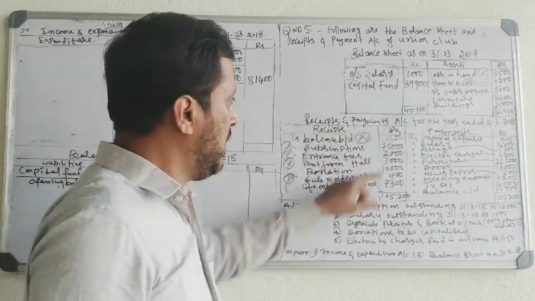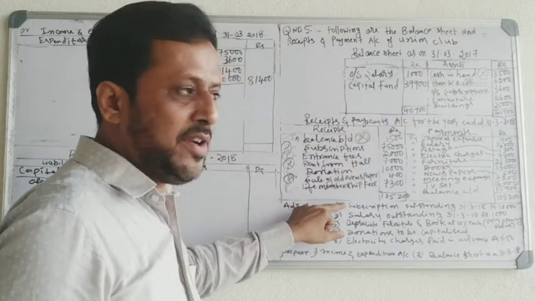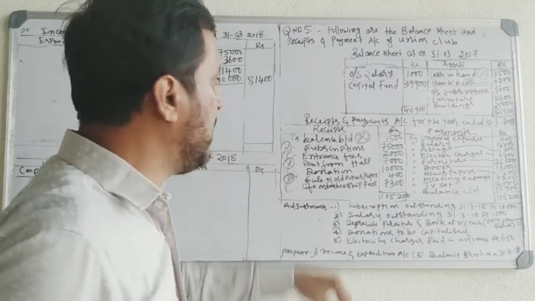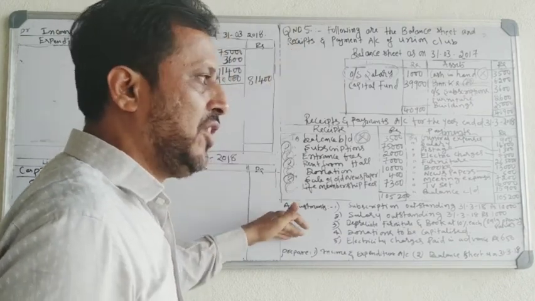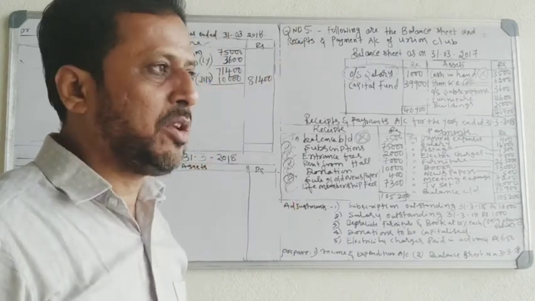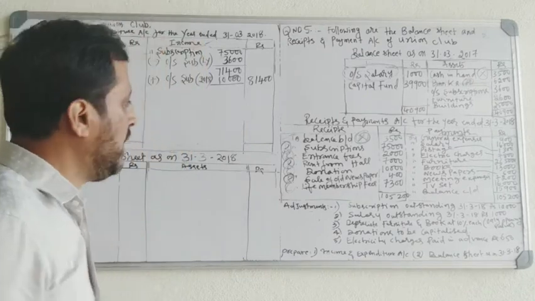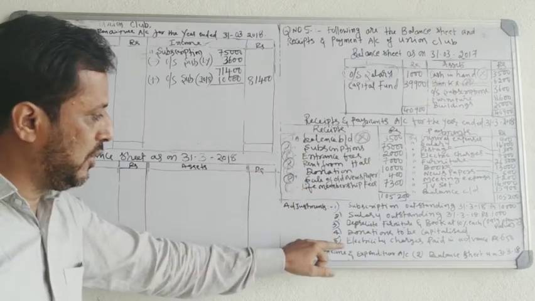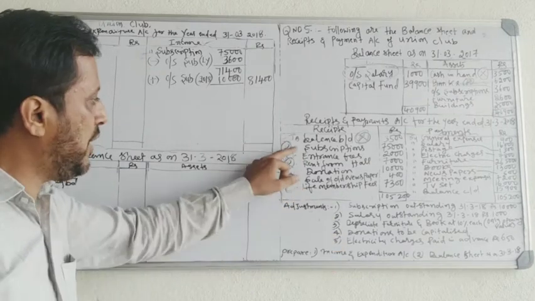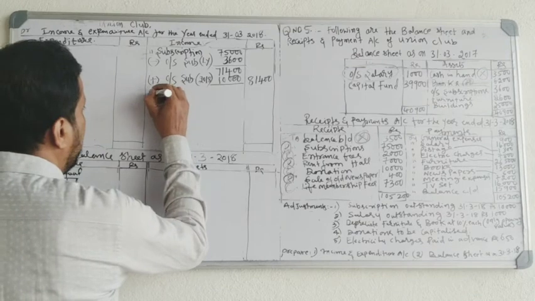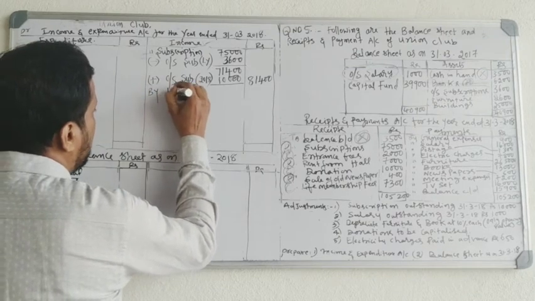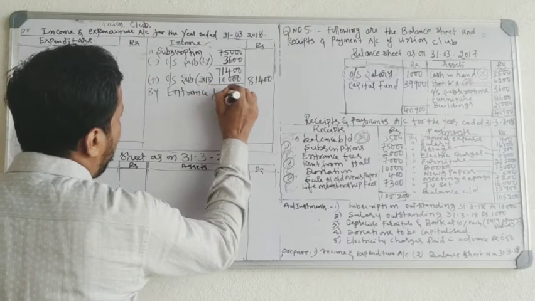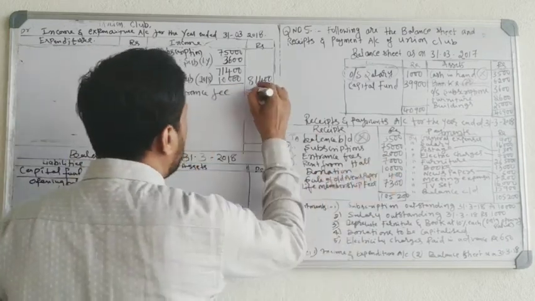Subscription outstanding last year, subscription outstanding current year. There is no subscription received in advance. There is no subscription received in advance in the last year balance sheet or in the adjustment. So there is no treatment of subscription received in advance. Okay, next go to the entrance fee. Adjustment is not there regarding the entrance fee. So treat it as revenue receipt in the income and expenditure account. Entrance fee is 2,000 rupees.